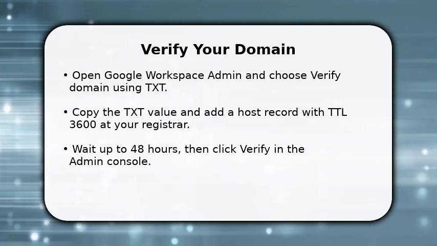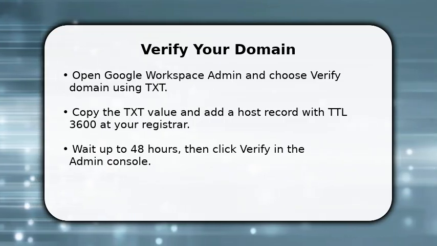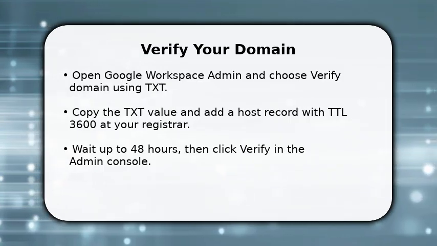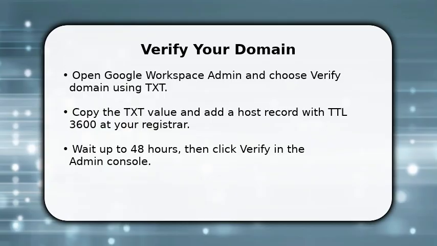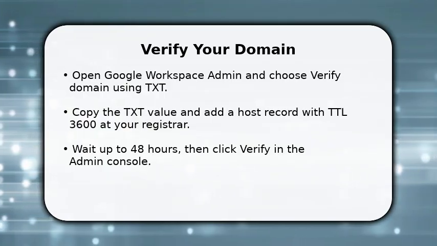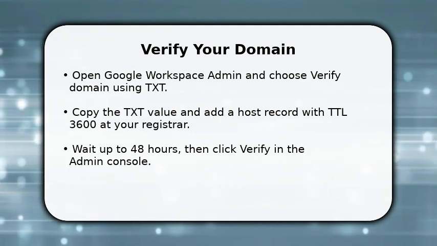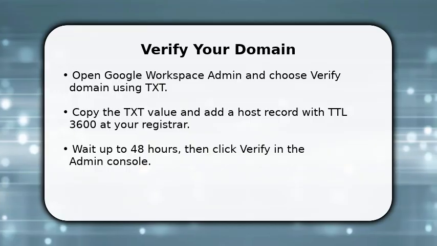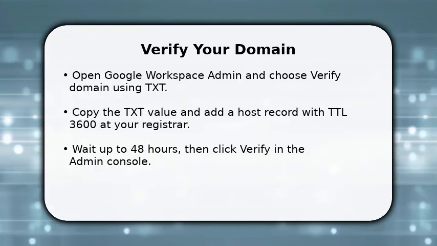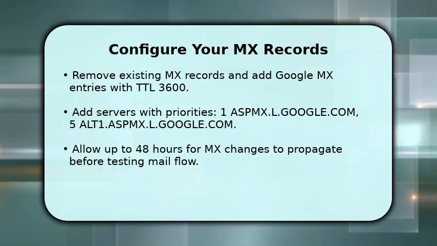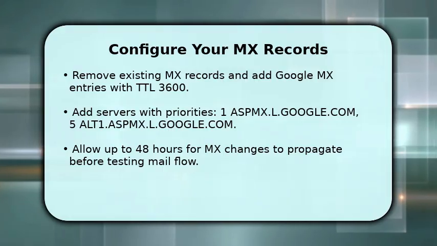Sign in to your domain registrar account and open DNS management for the domain. Add a new TXT record with host @, value exactly as copied, and TTL 3600 seconds. Save the change and return to the admin console to click Verify after DNS propagates, which can take up to 48 hours. After domain verification, enable Gmail service for your organization in admin settings.